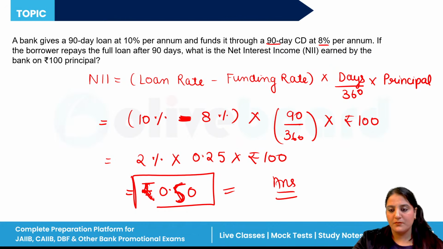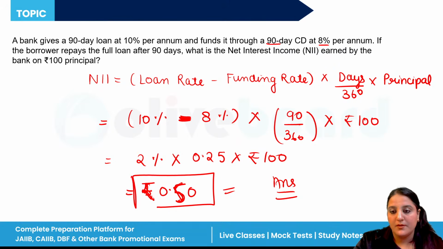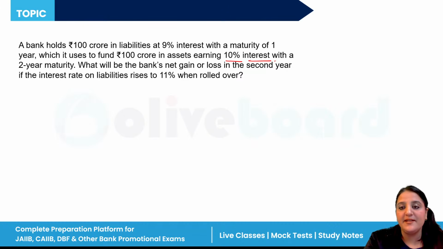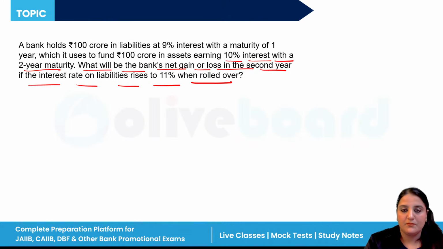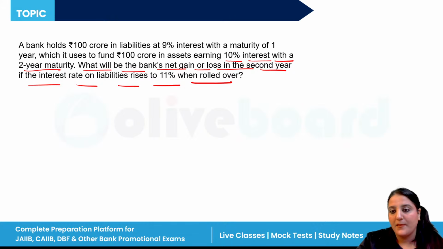Next question. If a bank holds rupees 100 crore in liabilities at 9% interest with a maturity of 1 year, which it uses to fund rupees 100 crore in assets that are earning 10% interest with a 2-year maturity, so what will be the bank's net gain or loss in the second year if the interest rate on liabilities rises to 11% when rolled over? Let's calculate.